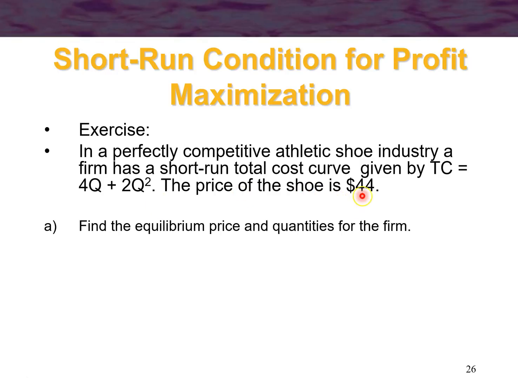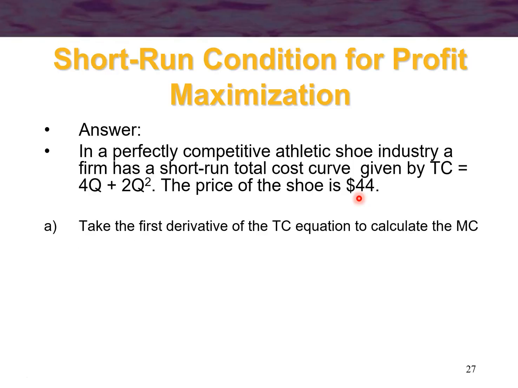Well, we already know what the equilibrium price is, 44, but how much do we produce? Once we figure that out, we're going to figure out our profit or loss. So what we're going to do is take the first derivative of the total cost equation to calculate our marginal cost. Here, this is going to change into 4. This, we're going to bring this 2 over here, multiply it by 2, that's going to bring 4, and then we're going to subtract 1 from the exponent, and that's going to change it to 4q to the first, and that's what you see here. So marginal cost is 4 plus 4q.